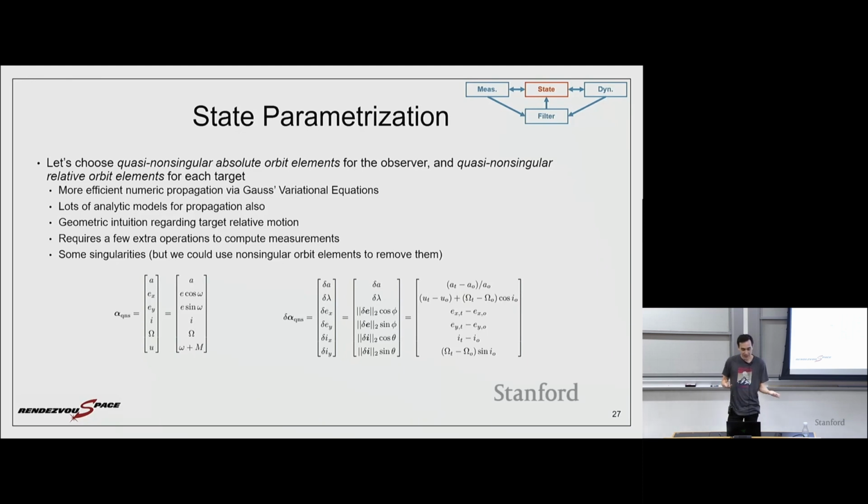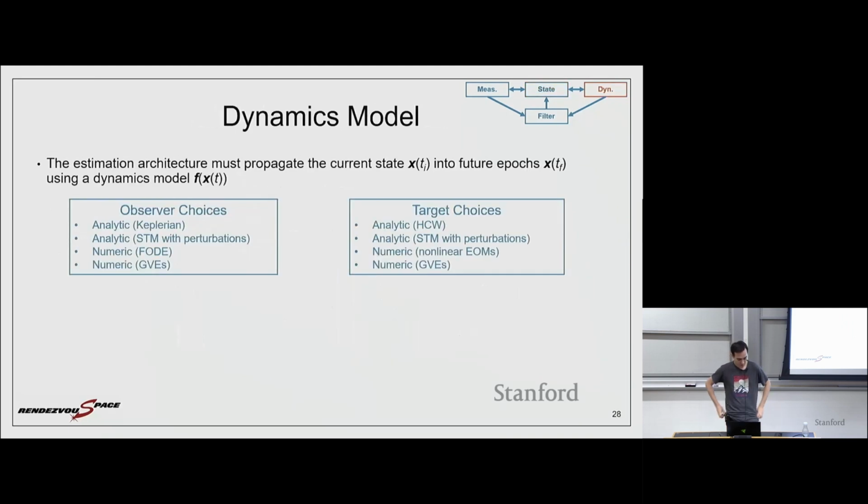Now, the issue we have is that our measurement model is based on, say, the unit vector of the target in the observer's reference frame, or the bearing angles, so we need the Cartesian positions of our target and observer to actually compute that. So we need an extra operation to go from the orbit elements to that Cartesian space for our measurement modeling, but it's a small price to pay, I think, for the other advantages here.